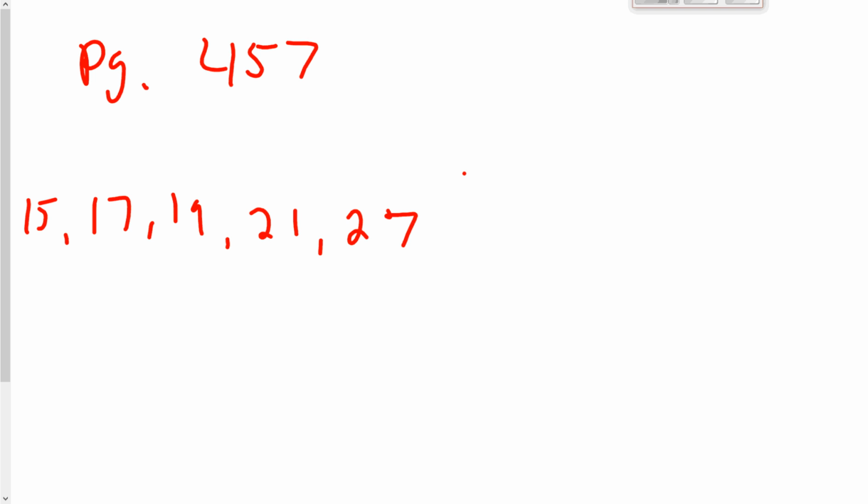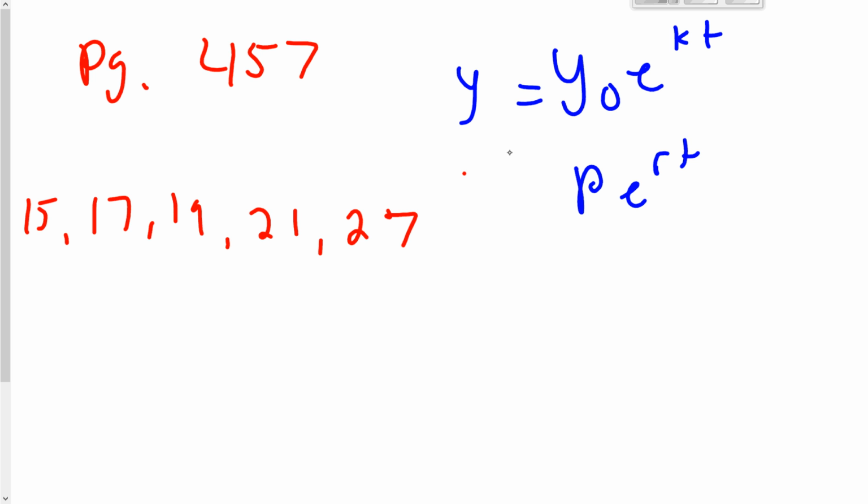Okay, so here are some problems I can do: 15, 17, 19, 21, 27, because they're almost all the same. On page 457, they're all using the same exact equation, either y sub 0 e^(kt) or Pe^(rt), right? If your k is positive, then it's a growth. If k is negative, then it's a decay, right? So let's go ahead and do number 15 here.